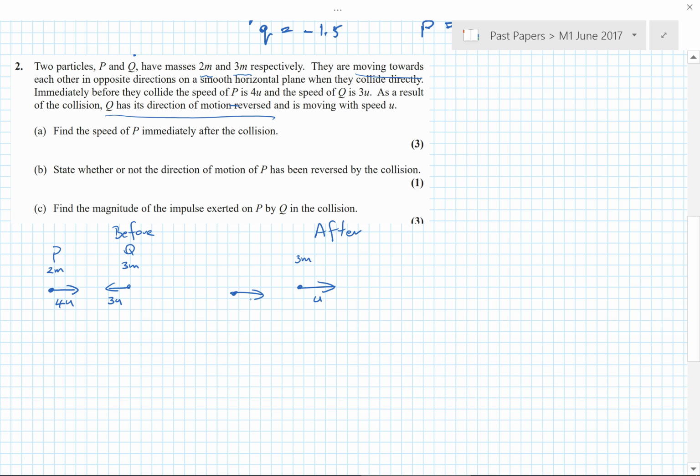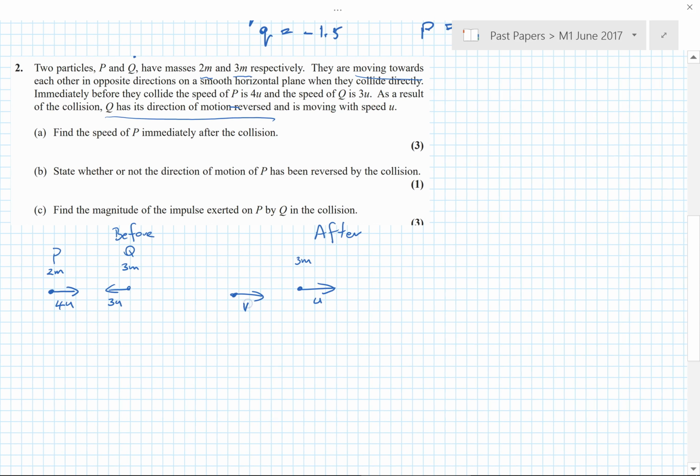And we're just going to assume that P carries on in the same direction. We're going to find out it doesn't, but it doesn't matter, it'll come out in the equations anyway. So that's V, and that's going in the positive direction there, but we'll find that it comes out negative the way we're setting this up. And we'll take this way here as positive. So our momentum equation, conservation of linear momentum, taking forwards positive, we have 2m times 4u, that's that.